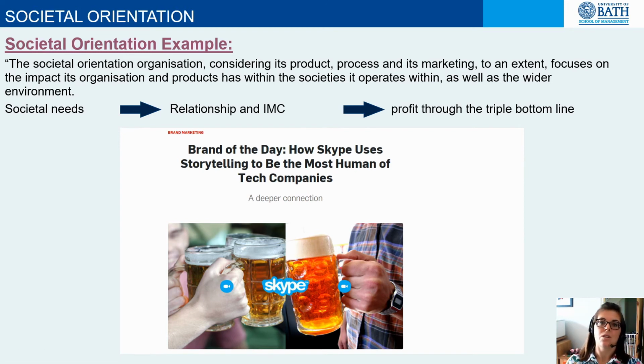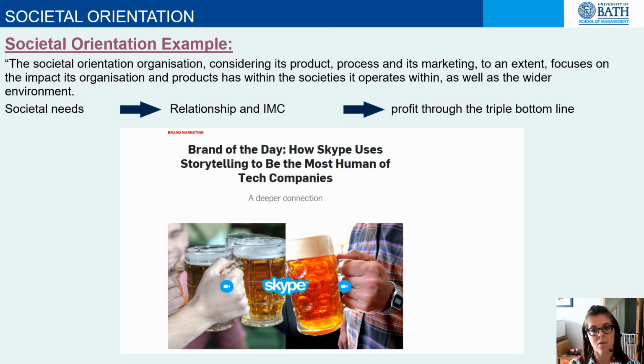The final orientation is societal orientation. Now, this is an orientation where an organization considers its product, processes, and its marketing to an extent that focuses on the impact the organization and its products have on the societies it operates within and the wider environment. As people generally become more aware of their environment and the societies that they live in, the societal orientation approach has emerged. This has led to organizations having an organizational philosophy around doing good. Okay, doing no harm, zero impact, financial, environmental, sustainability.